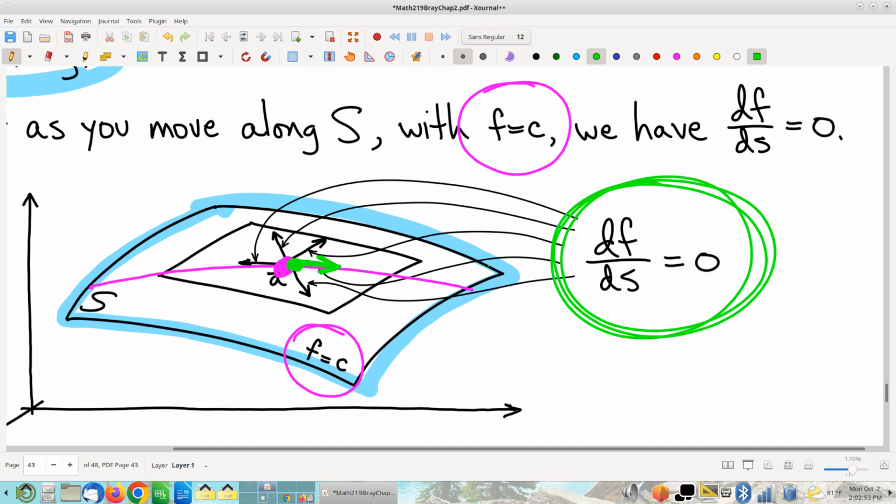Yeah. Mm-hmm. Yep. That's right. It's literally as you would hope. It's tangent to the surface. Yep.